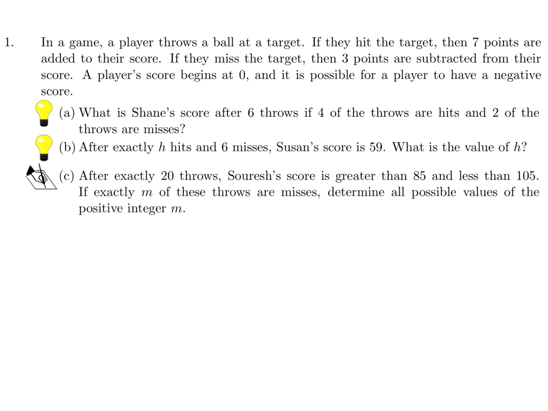So for each hit, Shane gets 7 points, and for each miss, you get negative 3 points, right? Because 3 points are subtracted. And when you do that math, it's 28 minus 6, which is 22.